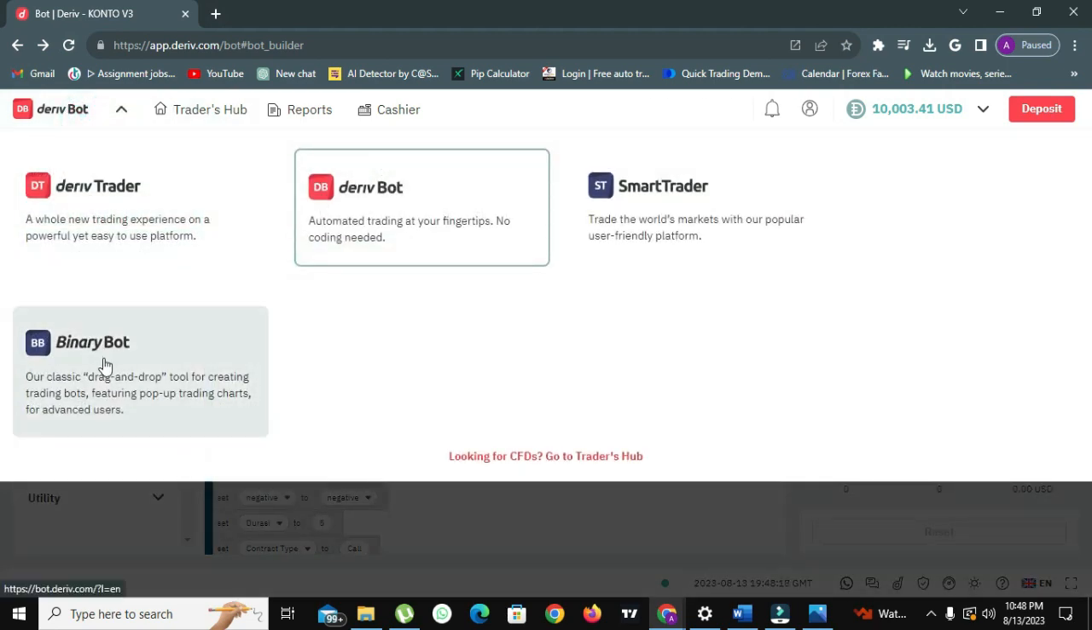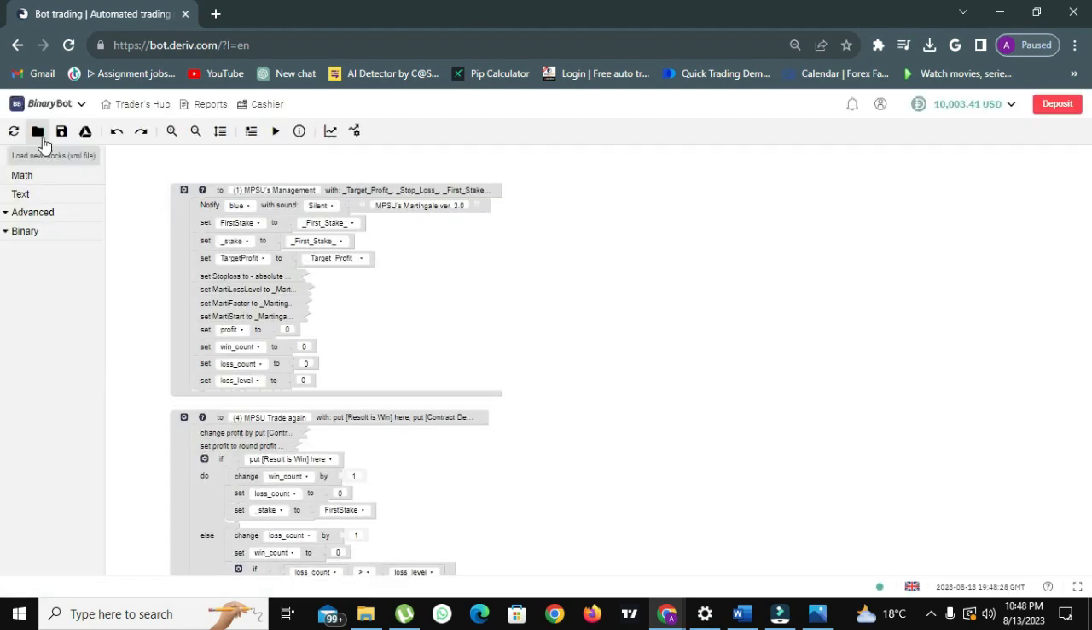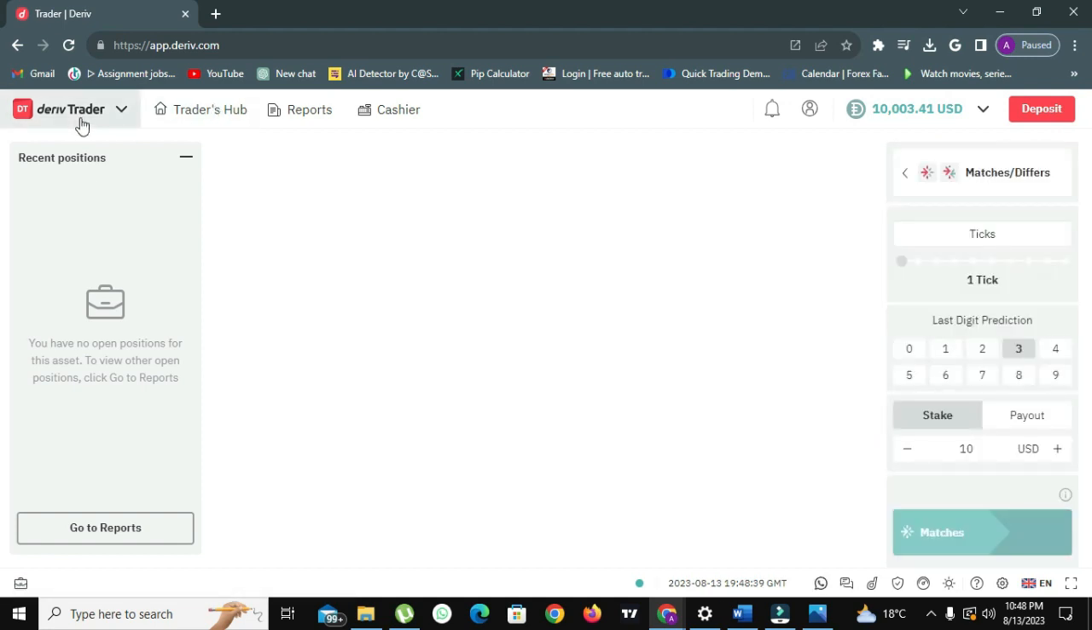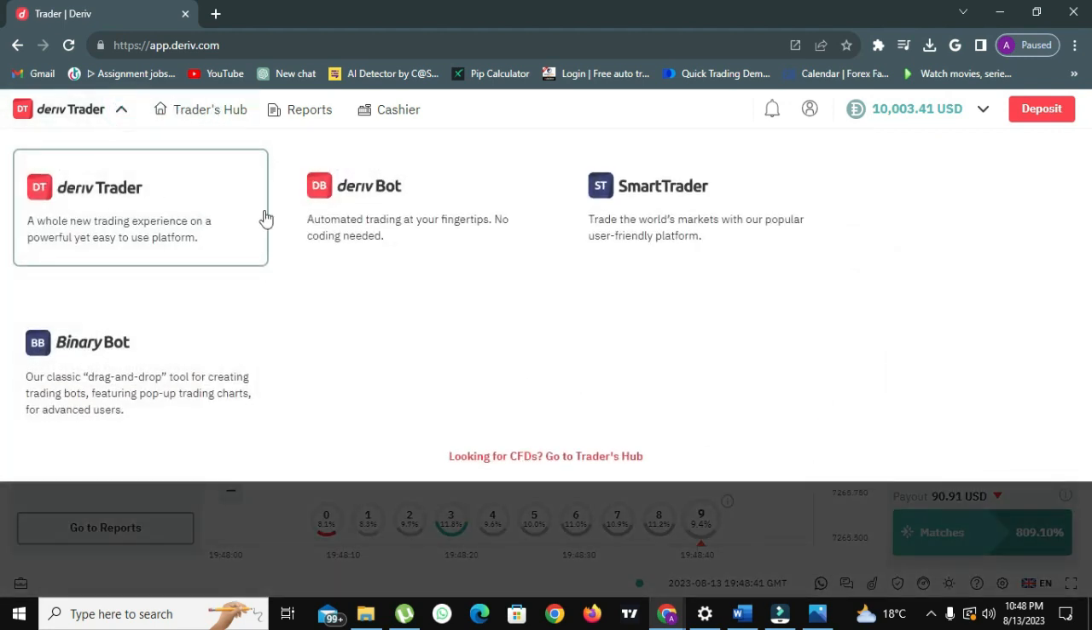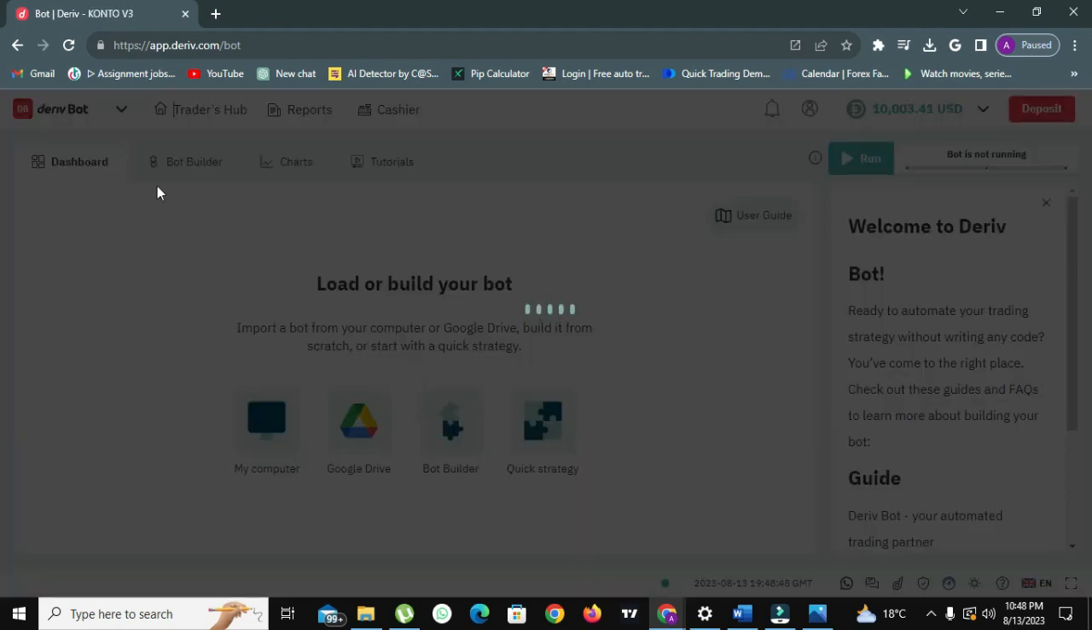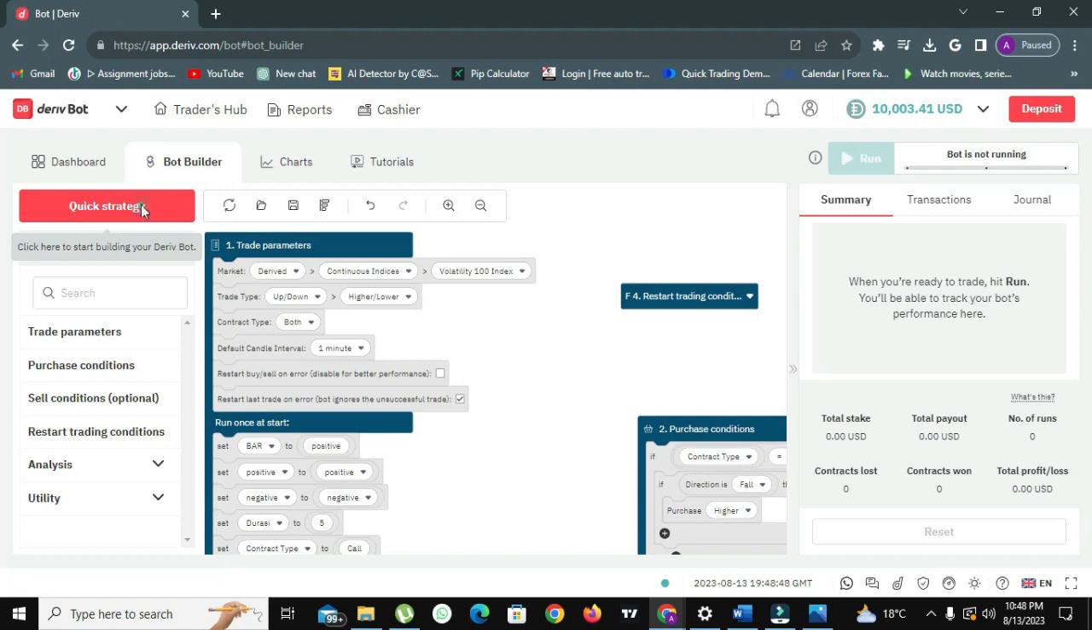Let me see whether we have higher in binary. I think not. No, we don't have higher in binary. That's why this bot is good. But there's higher if you're using the Deriv trader. Okay, let's go to the Deriv bot. I don't think we have higher settings. That's why I love this bot.